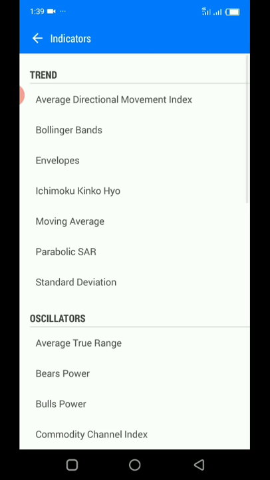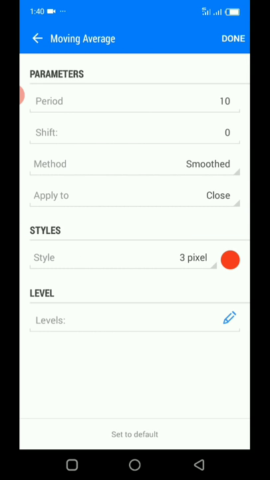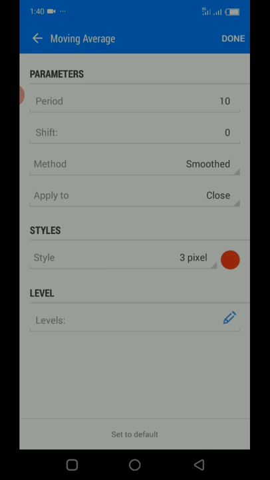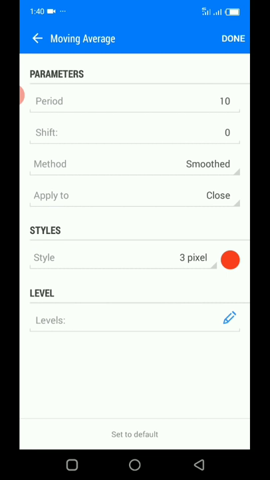Our first indicator is the moving average. As you can see, this is what we need: period 10, method smoothed, apply to close, and the style is 3. The color is red. The style does not really matter; it can be 3, it can be 2, whichever you prefer, but I prefer using 3. The color should be red, guys, regardless of your background chart.